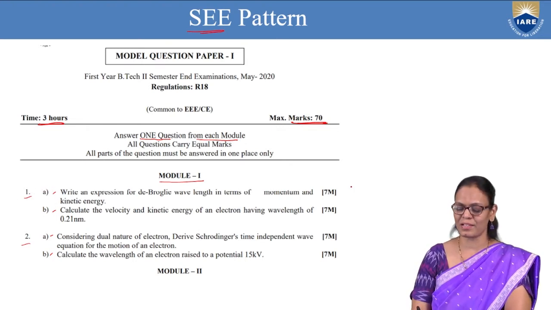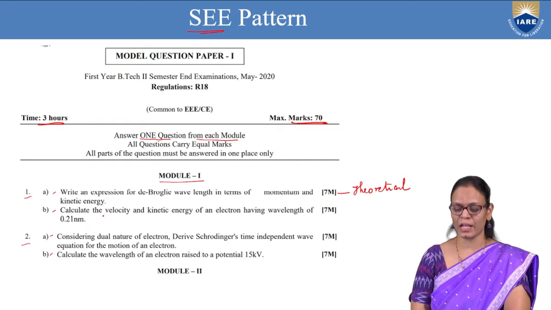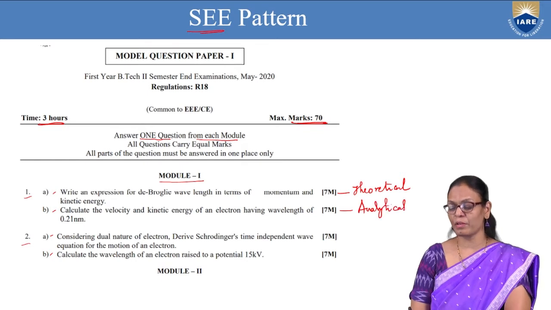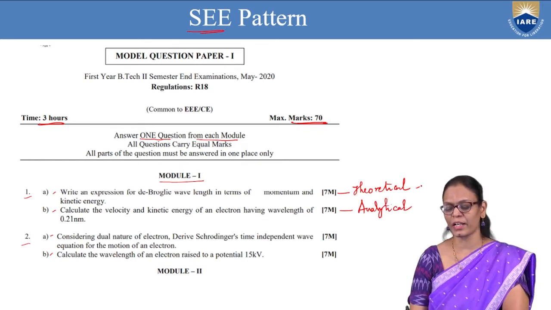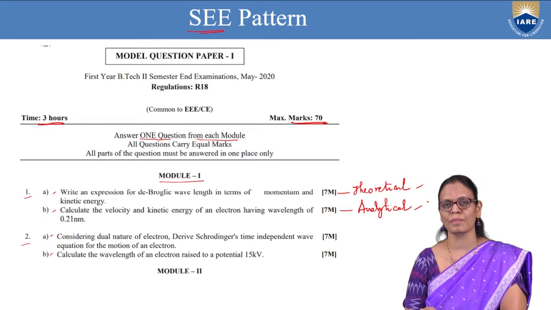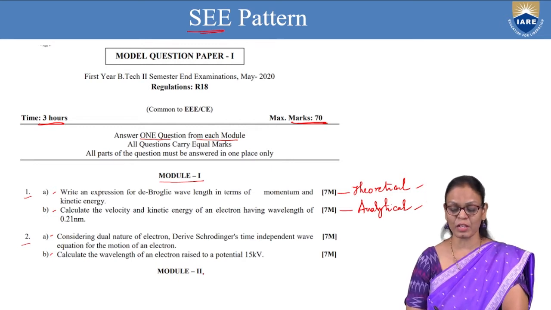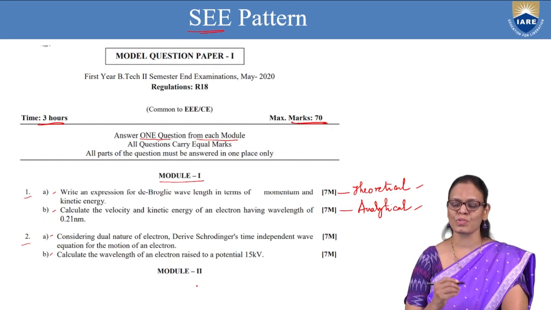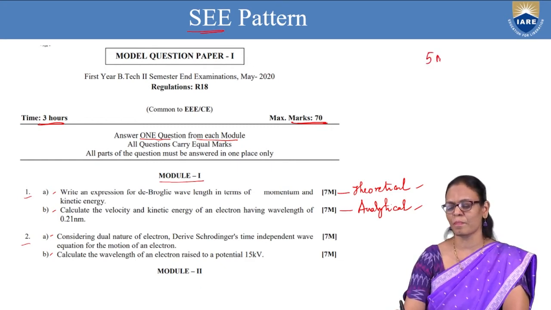As I told you, each question is subdivided. The A part is for 7 marks, which will be a theoretical question, and B is again for 7 marks, which will be analytical. So in both the papers, we are covering theoretical as well as analytical questions. In the same way, in module 2 also, you'll have 2 questions, out of which you have to answer 1. We have 5 modules, so 5 questions you will be answering.